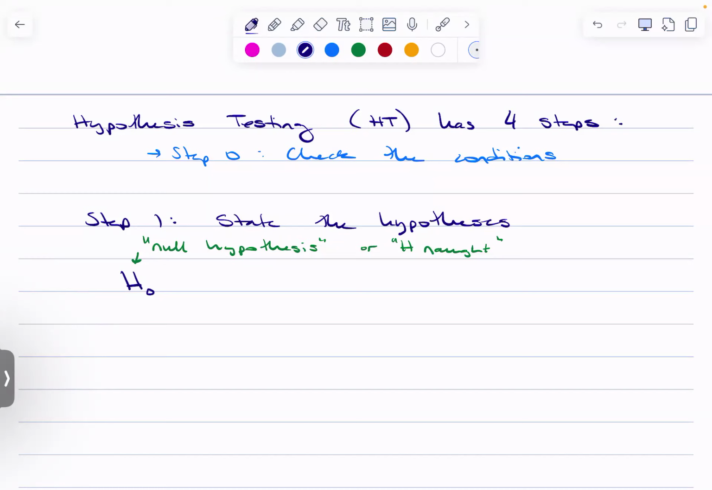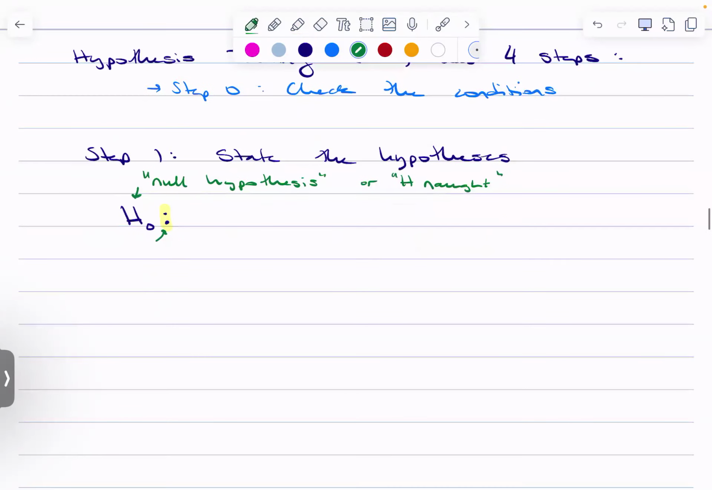This is a statement. Okay, and so it's really important that you use a colon and not an equal sign. It has to be a colon because it's a statement. Colon, since it is a statement.